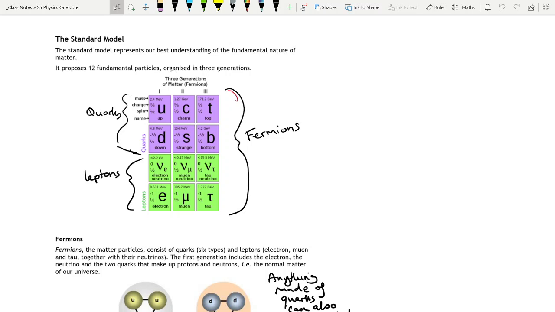Generation 1 is what makes up everything that we know about already. Protons and neutrons are made of up and down quarks in various combinations, and they also come along with electrons and electron neutrinos. So when we've been talking about antineutrinos and neutrinos, we've actually been technically talking about electron neutrinos, because when an electron is made, a neutrino is given off as well. Okay, so a lot of new words now.